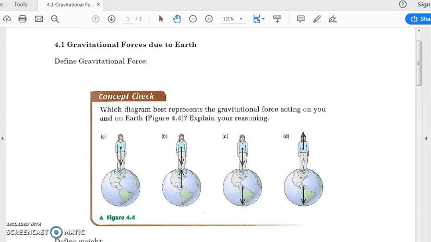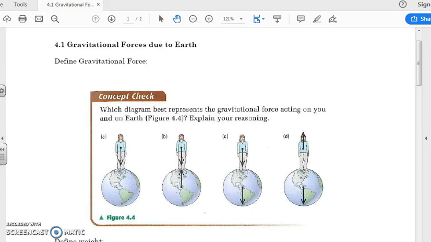All right, here we are, lesson 4.1, just taking a look at the concept of gravitational forces, and we're going to be focusing specifically on gravitational forces due to the Earth, most often because physics is done near the Earth as far as we know.